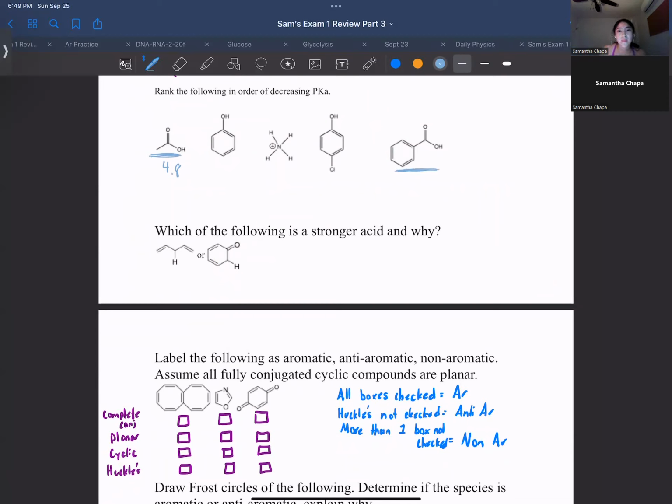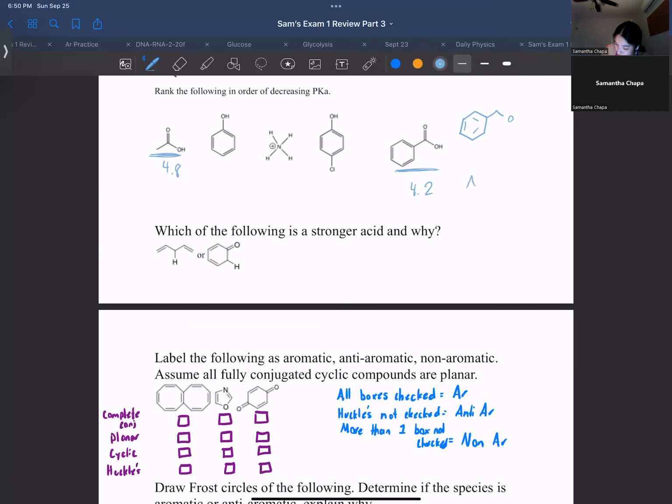So the benzene ring on my carboxylic acid group is going to be pulling electron density away. Actually, I don't need to draw this. I just want to show why this one is going to have a lower pKa. The pKa of this one is going to be 4.2. And the reason for this is we know that the stability of the conjugate base determines acidity.